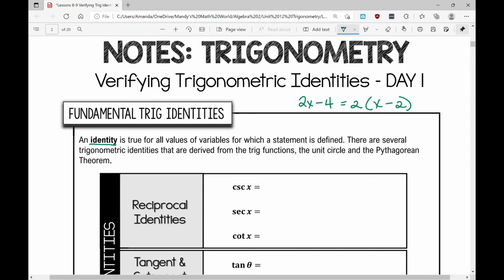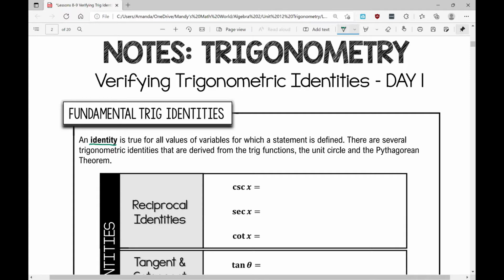What's on the left side of the equal sign is the same thing as what's on the right side of the equal sign for any value that I plug in for x. If I plug in 1 for x, what's over here is the same thing as what's over here on this side of the equal sign. Today we're going to be talking about trigonometric identities, and we're going to walk through the fundamental trigonometric identities, and I'm going to show you how they're derived from the trig functions, the unit circle, and the Pythagorean theorem.